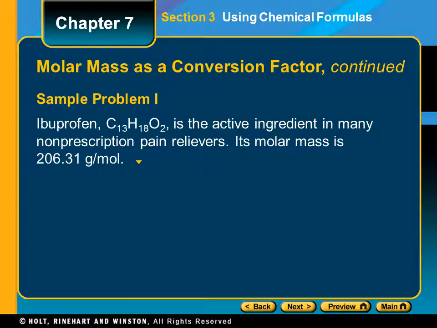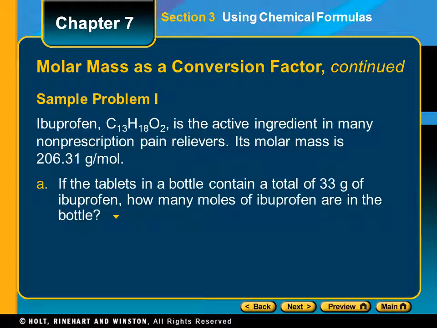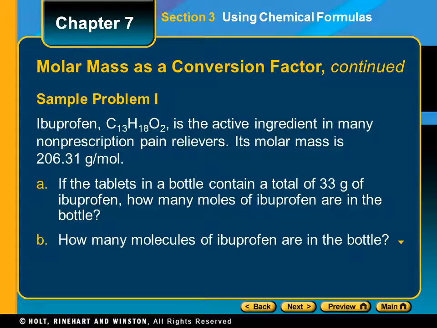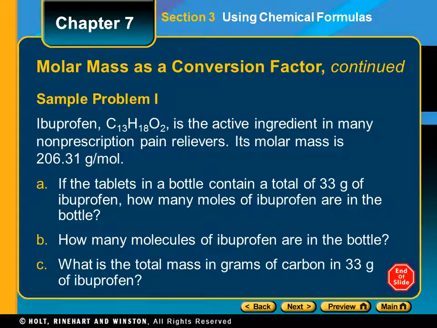Ibuprofen, C13H18O2, is the active ingredient in many non-prescription pain relievers. Its molar mass is 206.31 grams per mole. If the tablets in a bottle contain a total of 33 grams of ibuprofen, how many moles of ibuprofen are in the bottle? How many molecules of ibuprofen are in the bottle? What is the total mass in grams of carbon in 33 grams of ibuprofen?